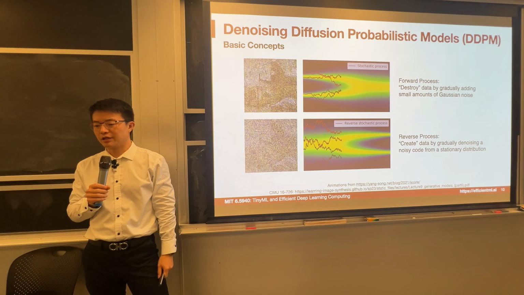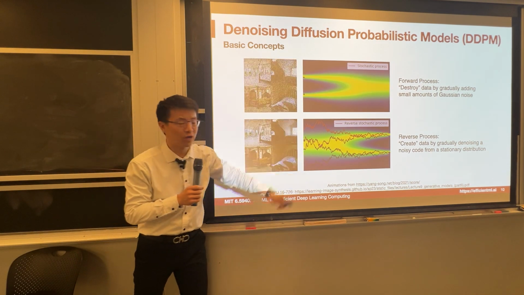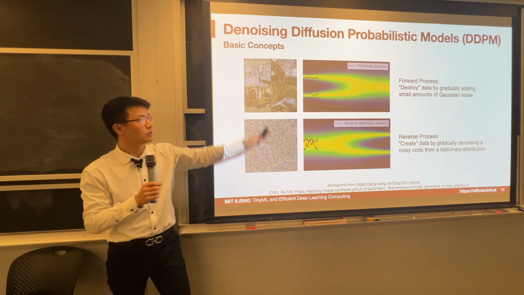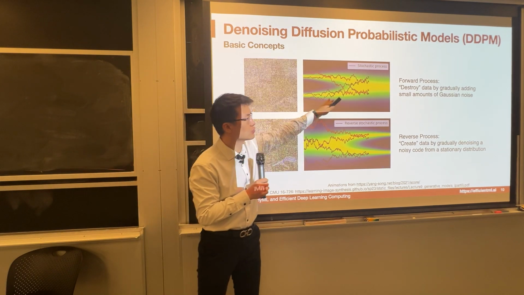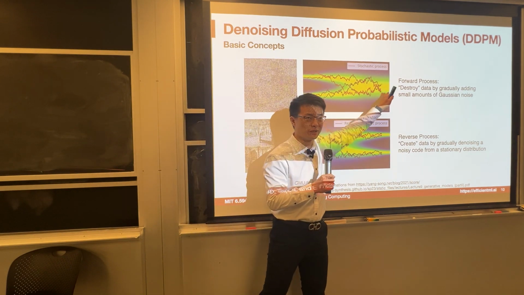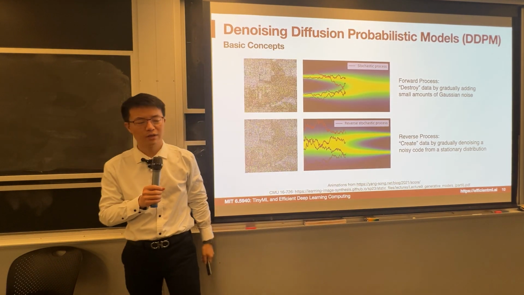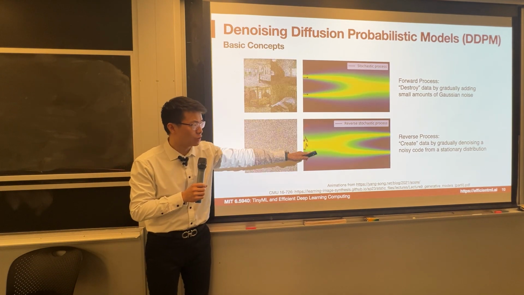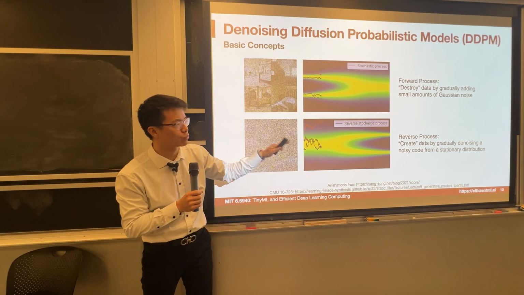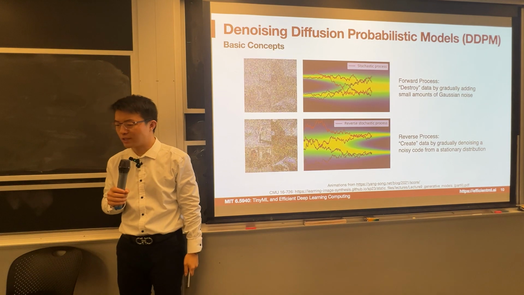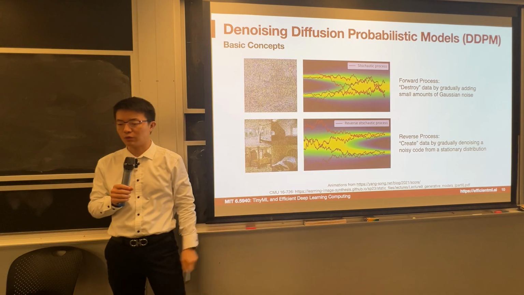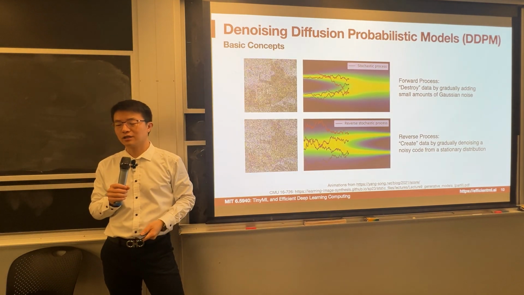So this is an illustration of the forward process and also the reverse process. In the forward process, we destroy the data. We take the original image and destroy it by gradually adding small amounts of noise. Starting with a clean image, in the end it becomes Gaussian noise. Compared with that, we have the reverse process, starting with noise and gradually denoising to create data, gradually denoising a noisy code from a stationary distribution. So starting with pure noise, we denoise to get the target desired image.